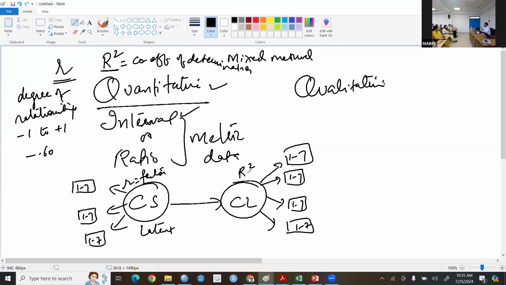For example, R square is 40%, 0.40. That means 40% of the variance in customer loyalty is due to customer satisfaction, right? That means for the other 60% I don't know. 60% are other factors. That means I will again go to Scopus and find out other factors, so that 40 can become 42, 43, 44, 45.